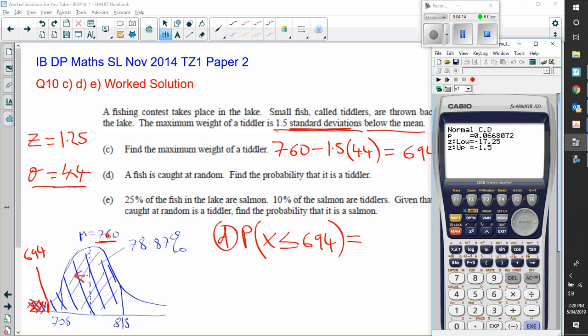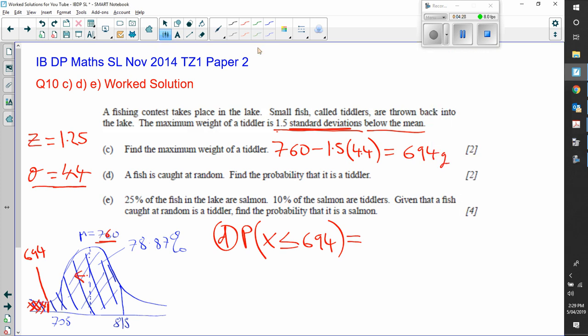Let's go back here. So that's 0.0668. So if we're going to write that as a probability, that's going to be 6.68%. So there's a 6.68% probability that we get a tiddler fish that we're going to have to throw back. All right, let's look at part E.